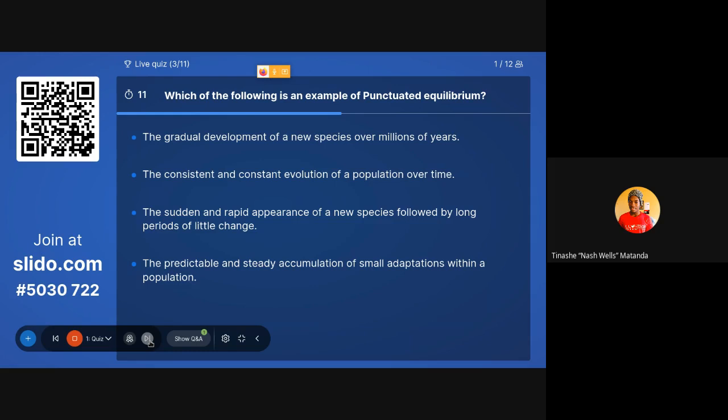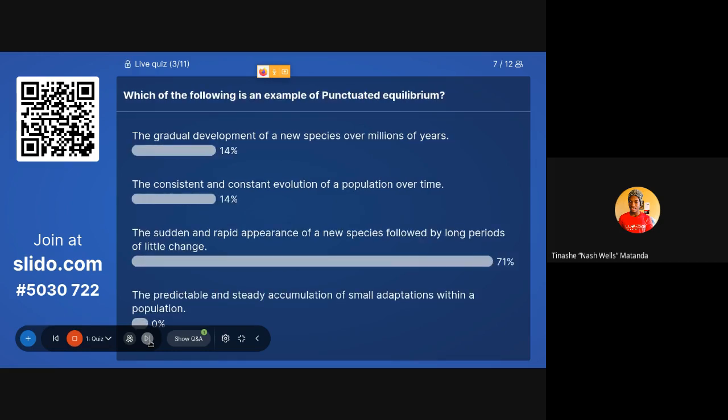Next question. Which of the following is an example of punctuated equilibrium? The gradual development of new species over millions of years, the consistent and constant evolution of a population over time, a sudden rapid appearance of new species, or the predictable and steady accumulation of changes. Others say the gradual development, others say the consistent and constant evolution, the sudden and rapid appearance. And the correct answer to that is the sudden, rapid appearance of species followed by long periods of little change.